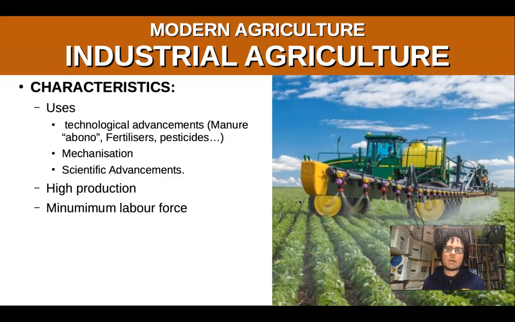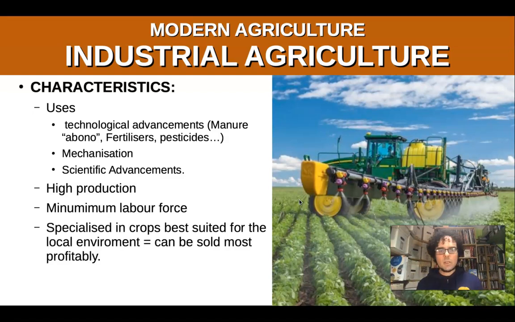The result of the industrial agriculture is a high production. It produces lots of food, lots of material, and uses a minimum labor force. Alta producción, mínima mano de obra, ¿vale? Gracias a que usa los avances técnicos, la mecanización y los avances científicos.